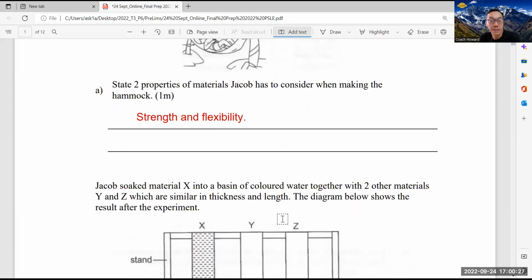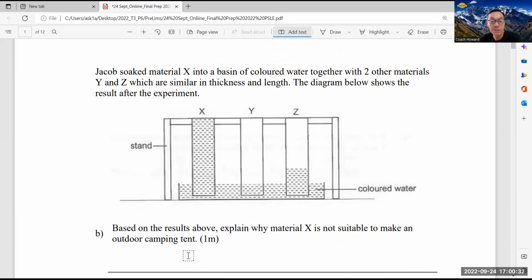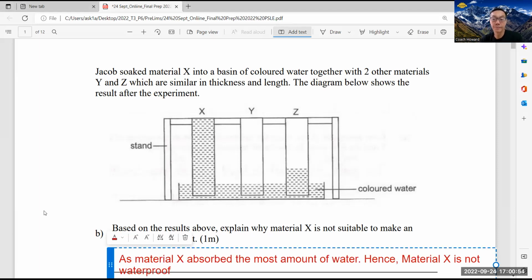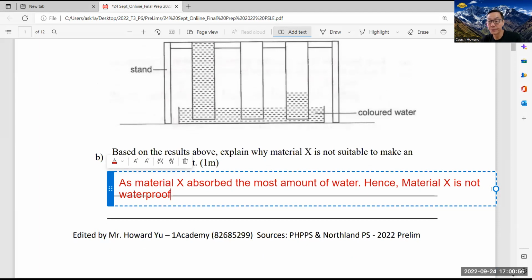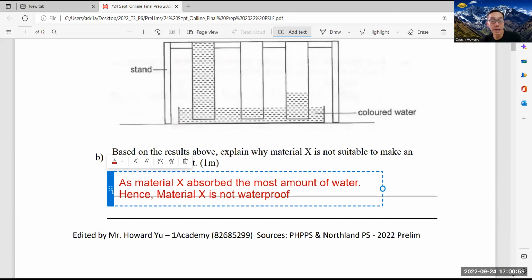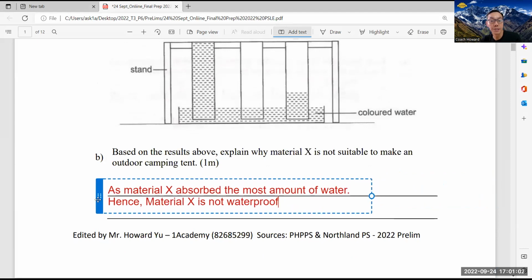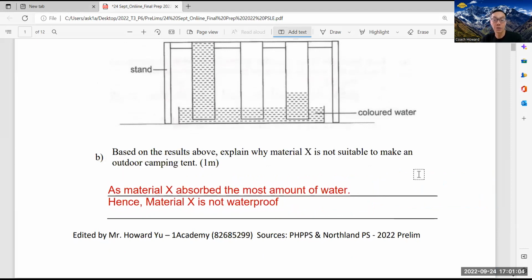Next. This is also material science, quite easy. Even a P3 student can answer. Based on the result above, explain why material X is not suitable. You can see it absorbs a lot of water, right? Because in order to make an outdoor tent, the material needs to be waterproof. So you say that as X absorbs the most amount of water, hence X is not waterproof.